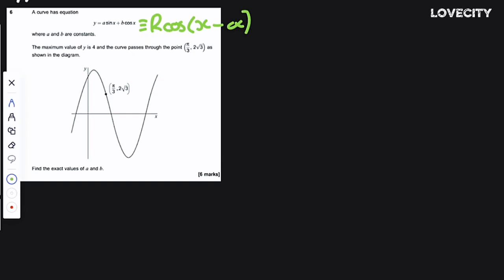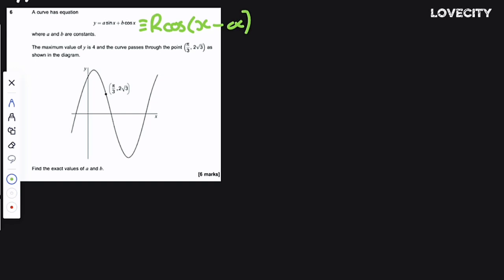So how would this help us? Well, our whole goal is to find a and b. If I know what r and alpha is, then I'm done, essentially, because I can then expand this and I found a and I found b. Easy.